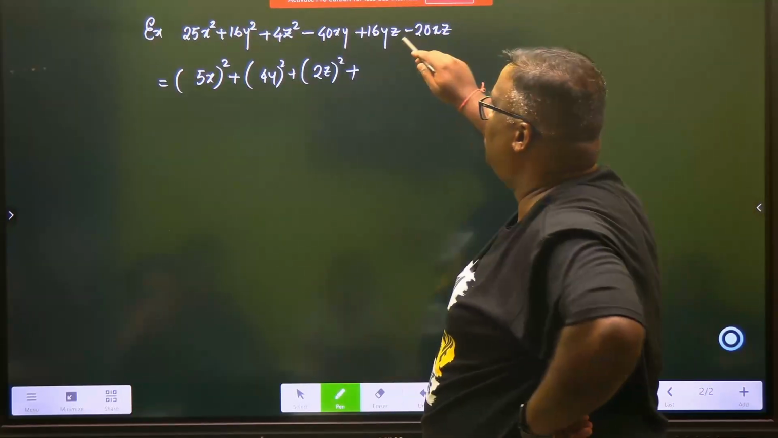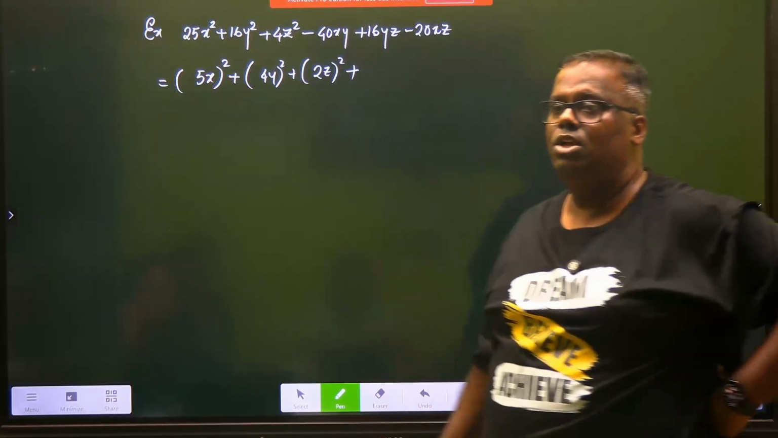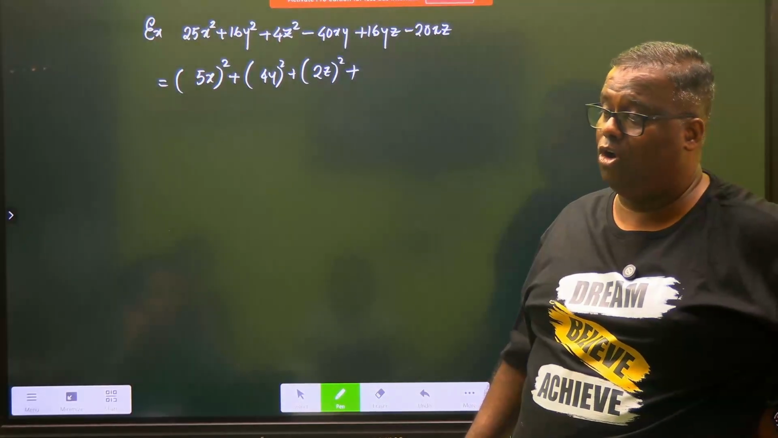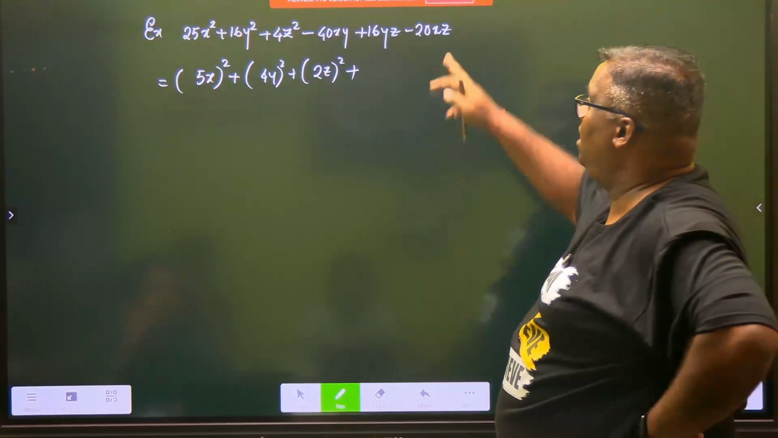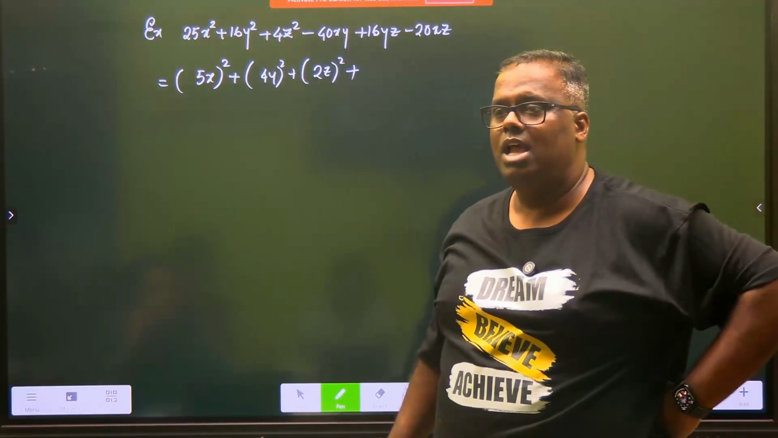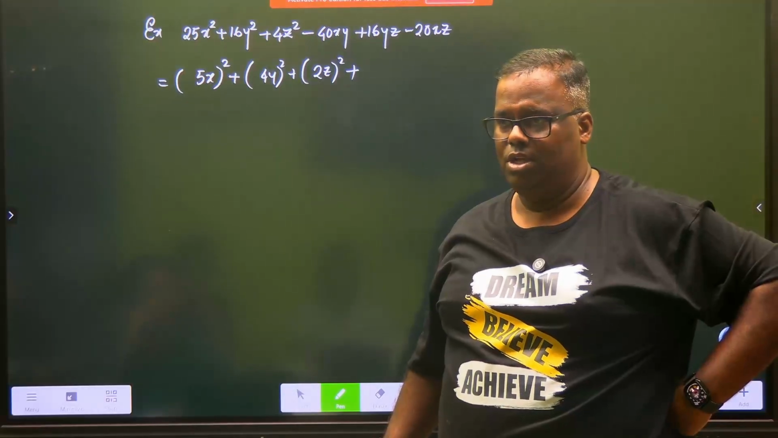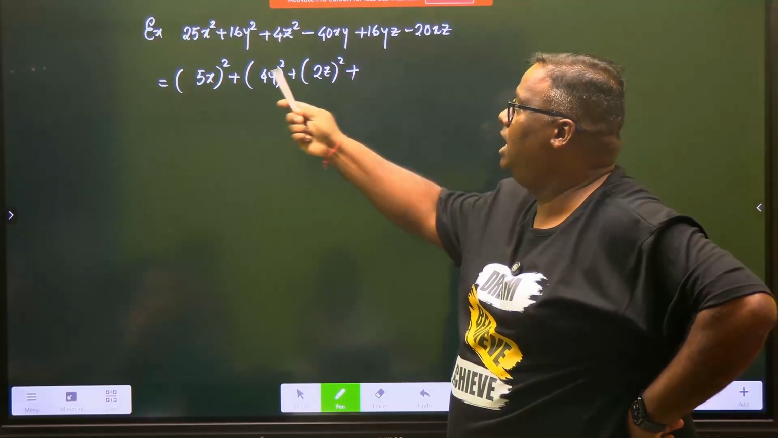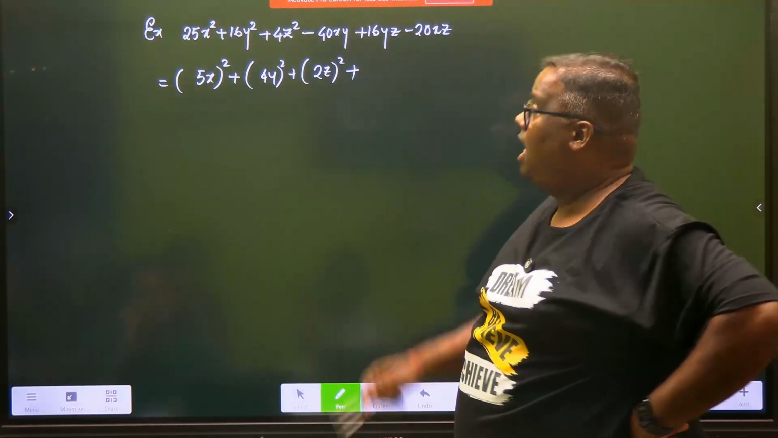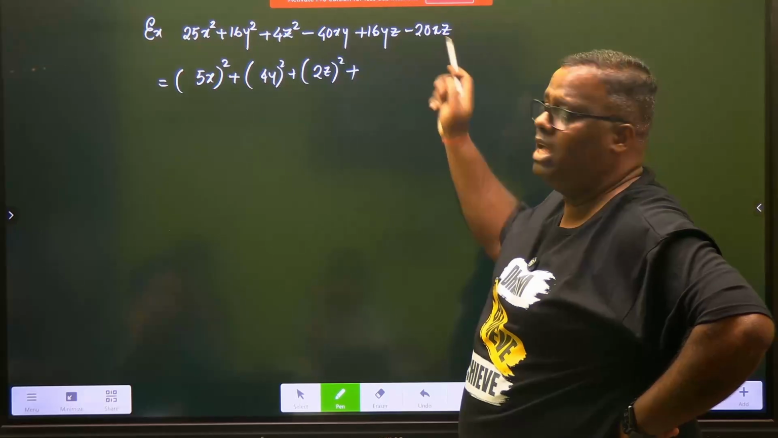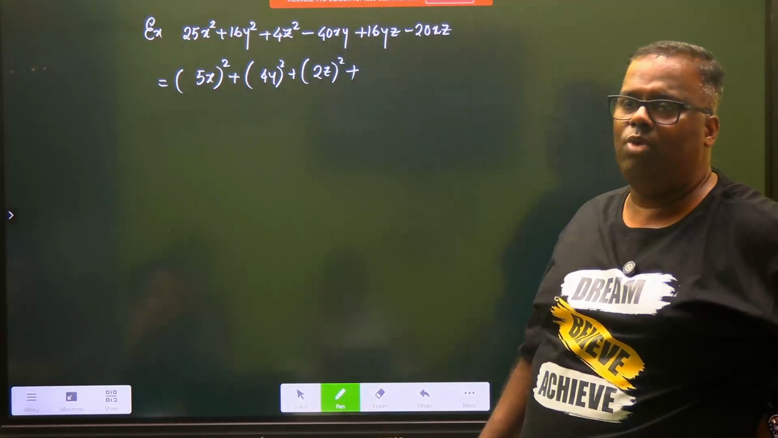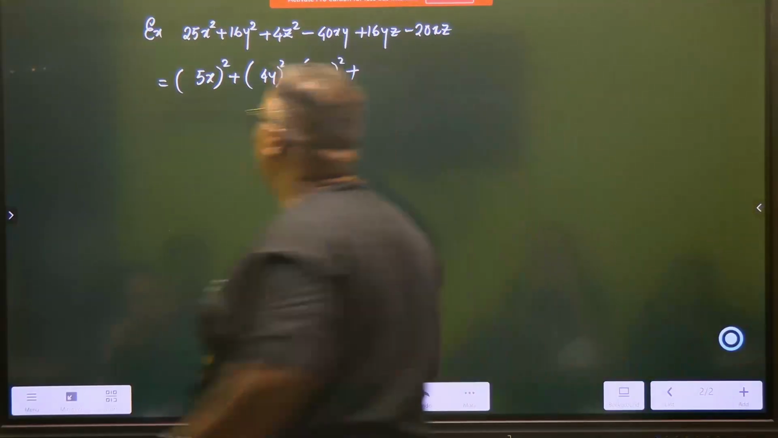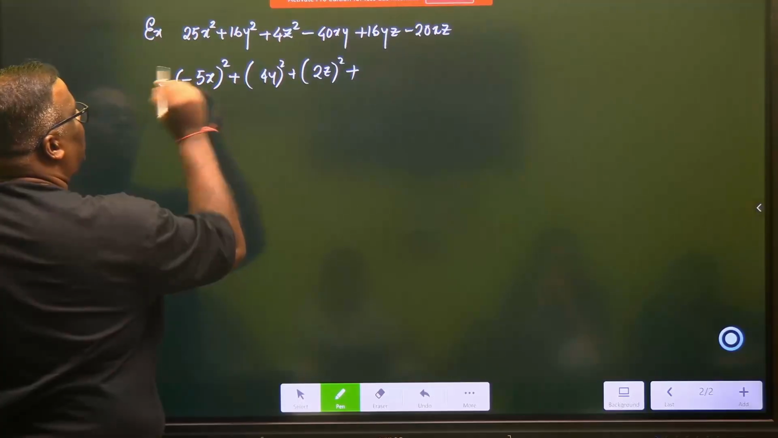So let's look at the next one. When it is yz, both are positive. That means both y and z are positive or both are negative. And when I look at z and x, I again find that it is negative. So one thing is for sure, if I take x as negative, then xy becomes negative, and xz also becomes negative, and yz can stay as positive. So I'm taking this as minus 5x whole square.